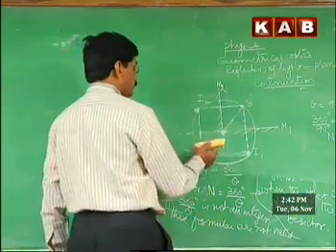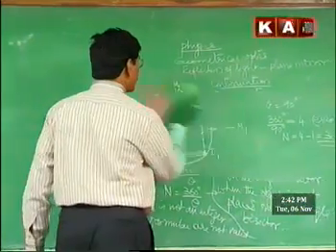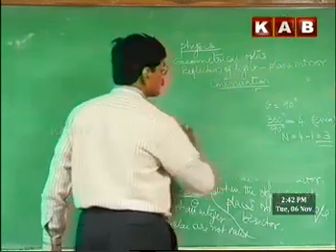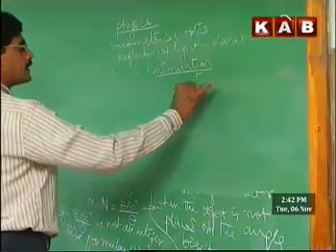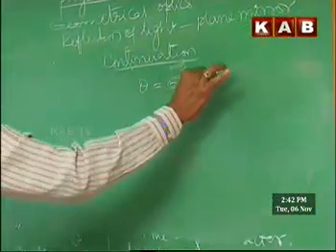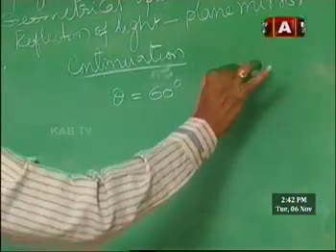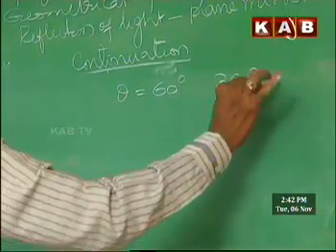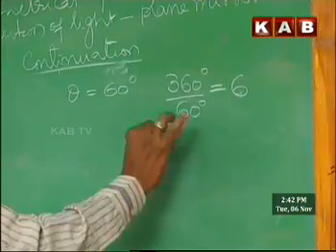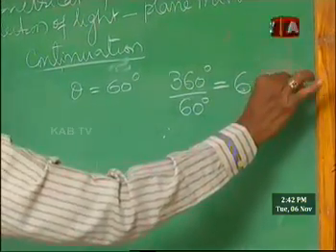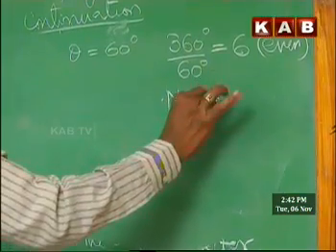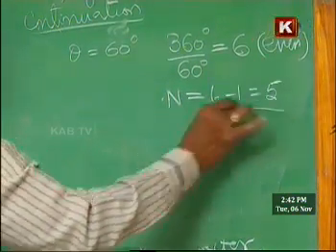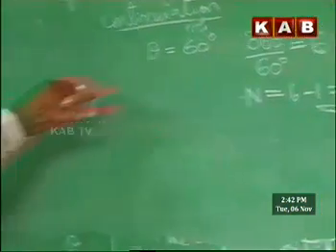Now we will take up another example where angle between the mirrors is 60 degree. For theta is 60 degree, as per formula, 360 degree by 60 degree is equal to 6, even here also. Therefore, number of images should be 6 minus 1, 5. Now we will locate those images.